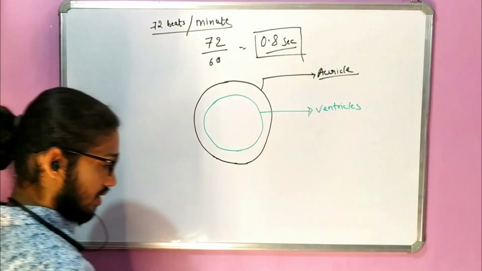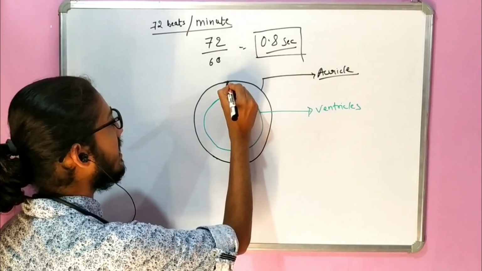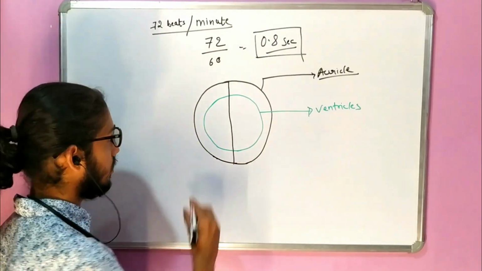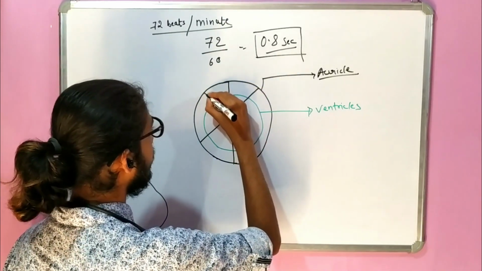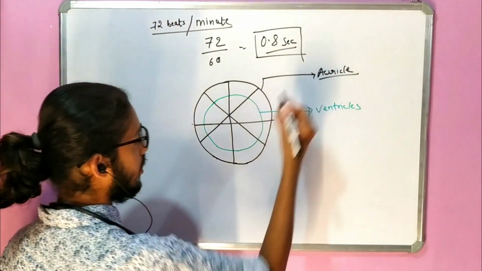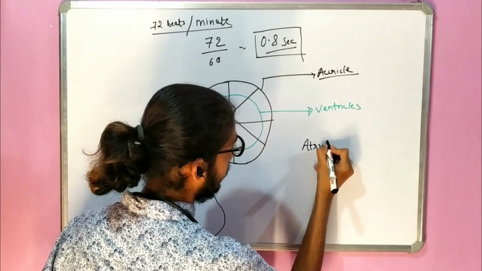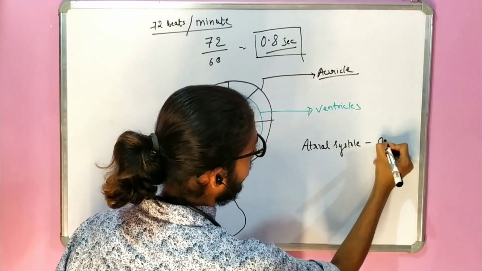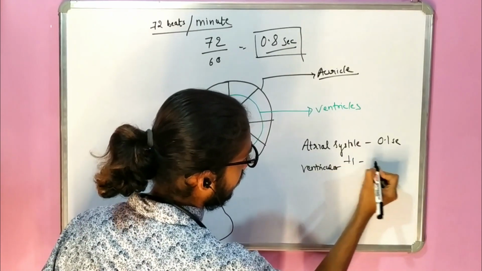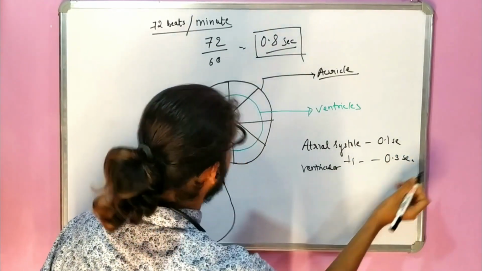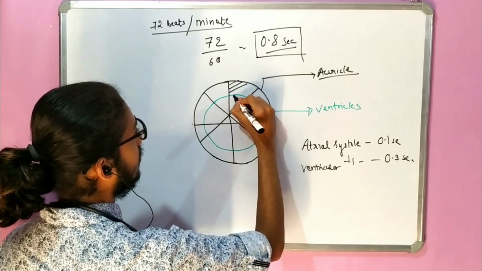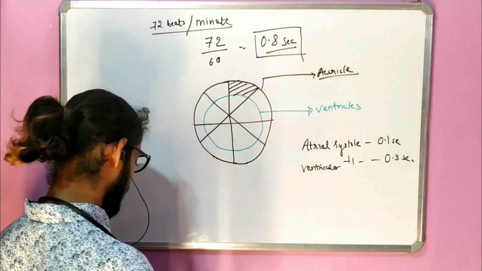Okay, now let's divide this into 8 equal segments, because 0.8 seconds is the time taken for all these events to occur. Okay, now once you divide that into 8 equal segments, the auricular systole or atrial systole takes about 0.1 second, whereas the ventricular systole takes about 0.3 second. Okay, so let me shade this here. This is representing your auricular systole.